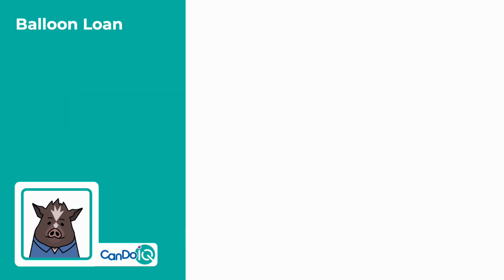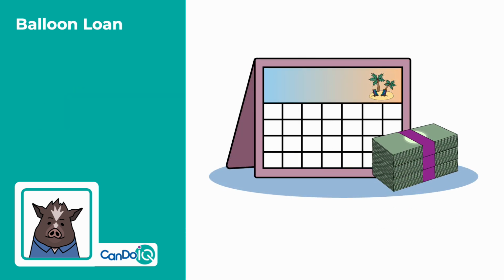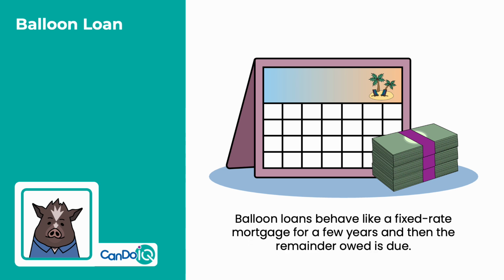A balloon loan is used for loan terms that are much shorter than usual, about 5 years. However, the monthly payments are calculated as if the loan is for much longer, usually 30 years. Because of this, the monthly payments don't actually add up to the total amount owed, so at the end of the loan term, you're required to pay the remainder of the balance.